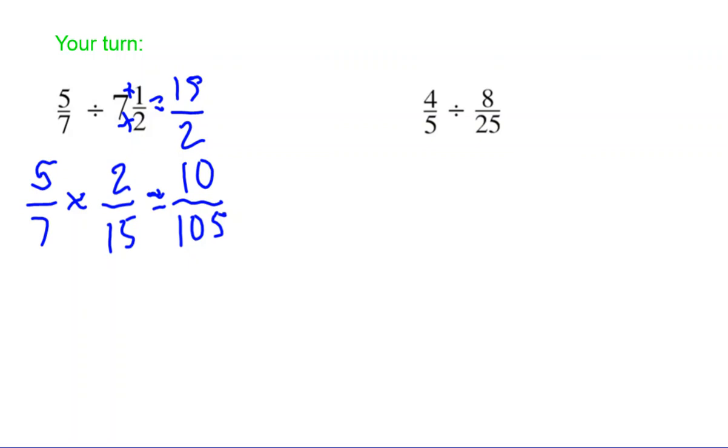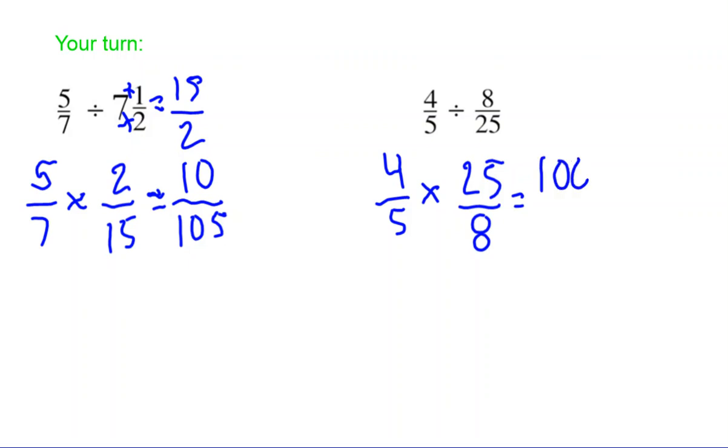All right, last one here. 4/5 divided by 8 over 25. So our first fraction will stay the same, 4/5. Change that division to multiplication. And then we'll take the reciprocal of 8 25ths, which would be 25/8. Now we can multiply straight across. 4 times 25 is 100, and 5 times 8 is 40.